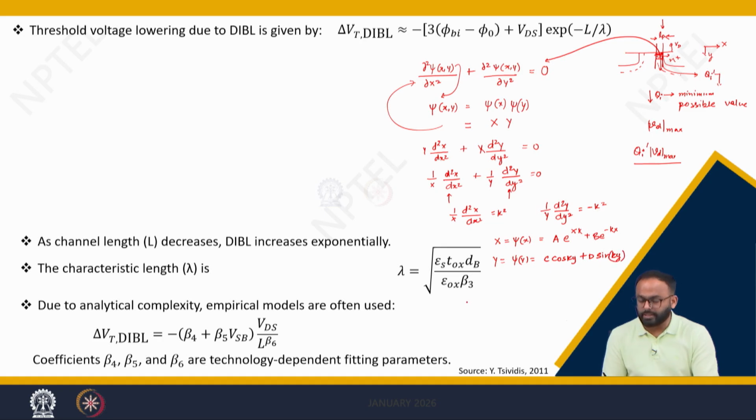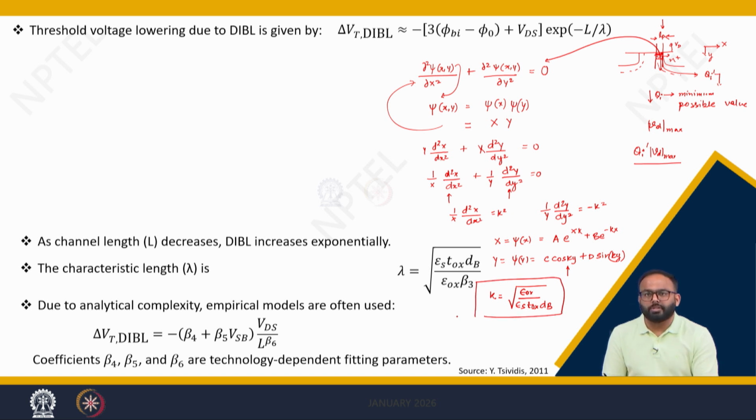I am not repeating the same analysis here. We have considered some boundary conditions to calculate this value k by using some eigenvalues of the tan function, right, and then we got k is nothing but epsilon ox divided by epsilon s times T ox times d B.